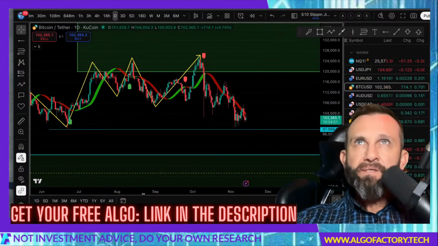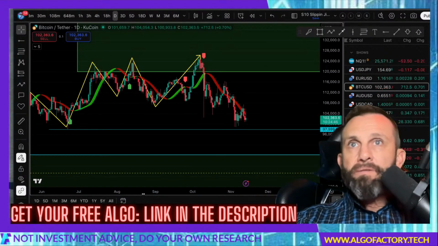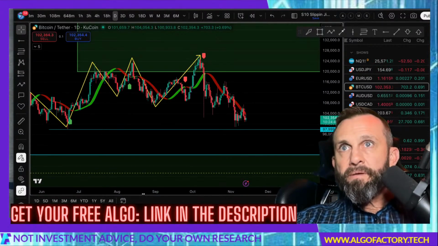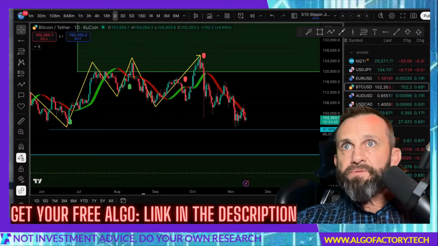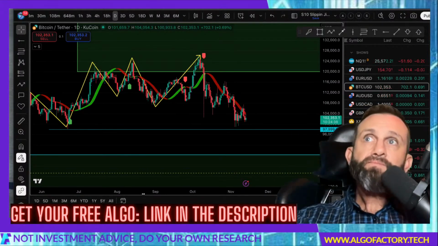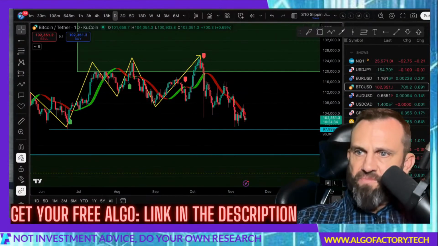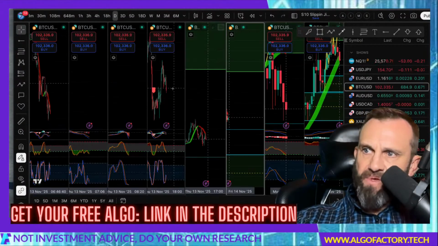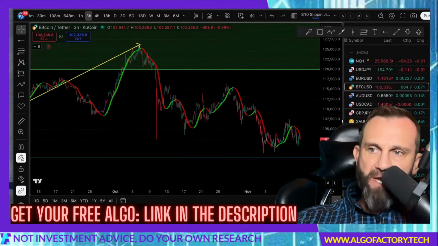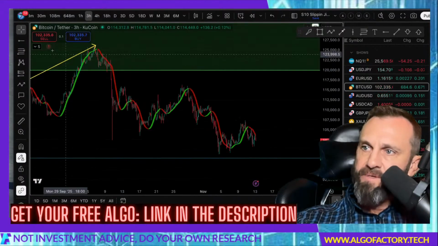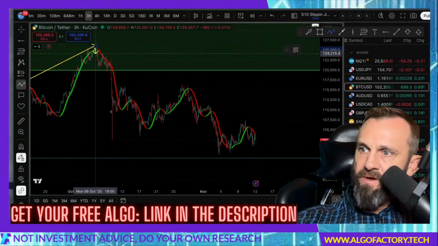Give me a second. Just want to take a quick look at something. I'll go ahead and do this. Okay. So if I zoom in to the 3-hour chart, Bitcoin, like I said, is on a downtrend on the 3-hour as well. So you can see it pretty clearly here.